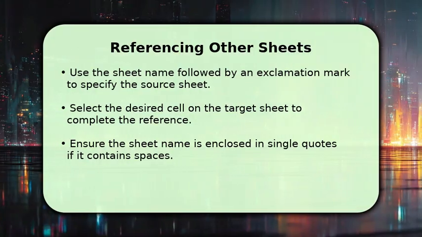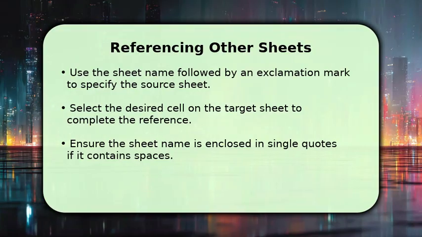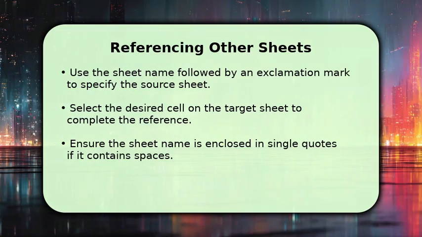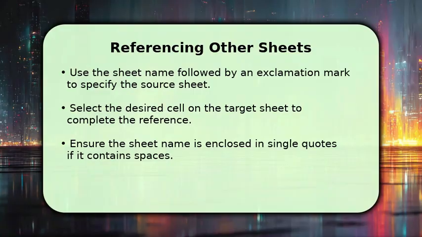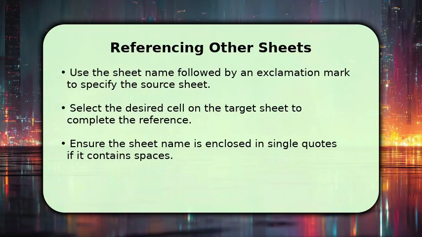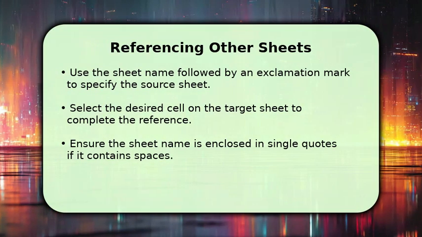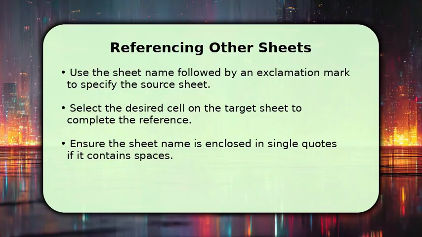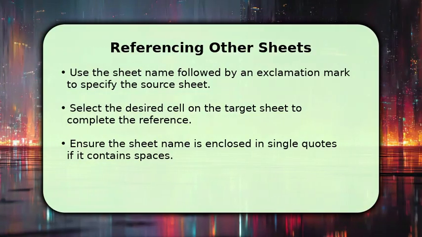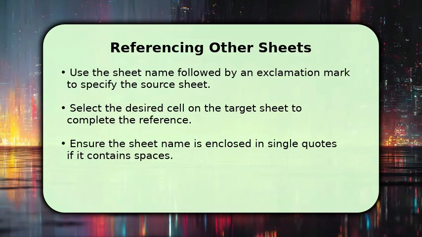After typing the equals sign, specify the sheet name, followed by an exclamation mark, and then the cell reference. For example, if your sheet is named Sales Data and the cell is A1, you would type equals 'Sales Data'!A1. Remember to enclose sheet names with spaces in single quotes. This method allows you to pull specific data points from various tabs within the same spreadsheet file, enhancing organization.